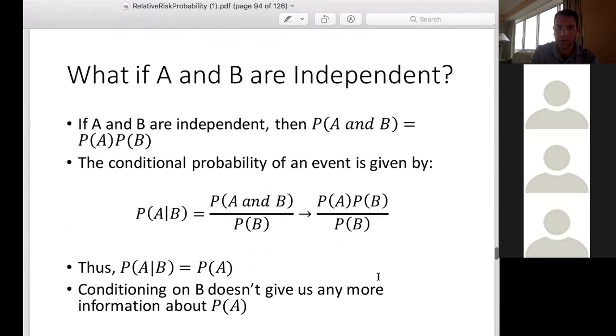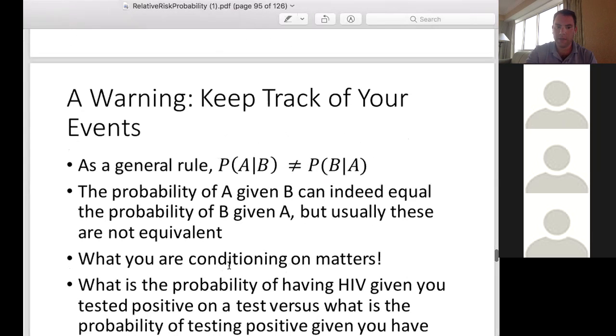And this is just to show as a proof that if we look at independent events with this conditional probability formula, the probability of A given B is equal to the probability of A and B over the probability of B. Here we're substituting in the probability of A and B as the probability of A times the probability of B, because they're independent events, over the probability of B. In this case, the two probabilities of B in the numerator and the denominator cancel out. So we're left with the probability of A given B is equal to the probability of A. So conditioning on B doesn't give us any more information about the probability of A if you have independent events.